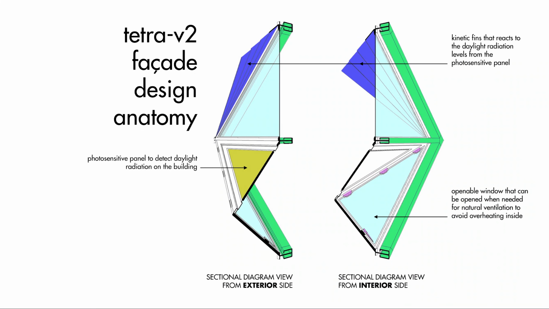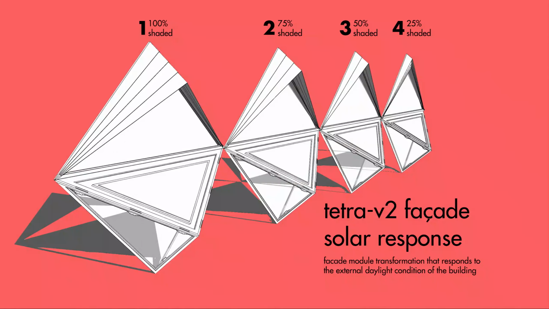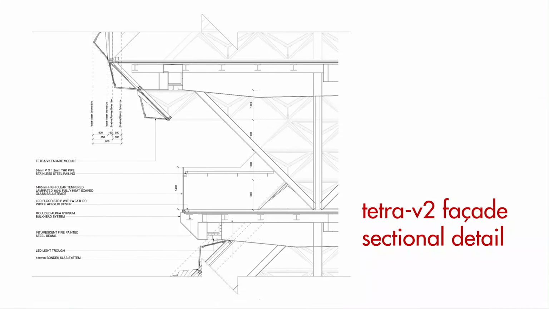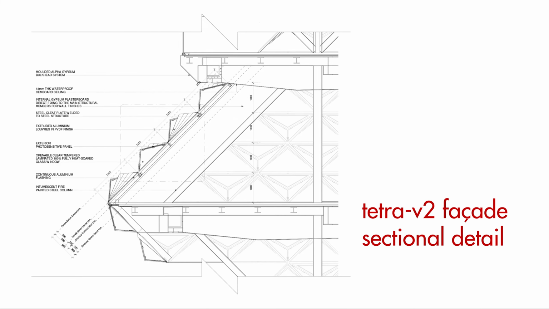The design anatomy of Tetra V2 is creating interesting surface texture when viewed from this sectional diagram. Now we can see the transformation of the kinetic shading, where it will have 4 modes depending on the daylight level of the surrounding, from 100% shaded down to 25% shaded. We can also see the details of this facade modulation, as Tetra V2 is made as a system that integrates and acts like a physical wall instead of being a double skin facade. So by keeping the size of the modules within reasonable size, the external view from inside space could be enjoyed easily without worrying about daylight glare.